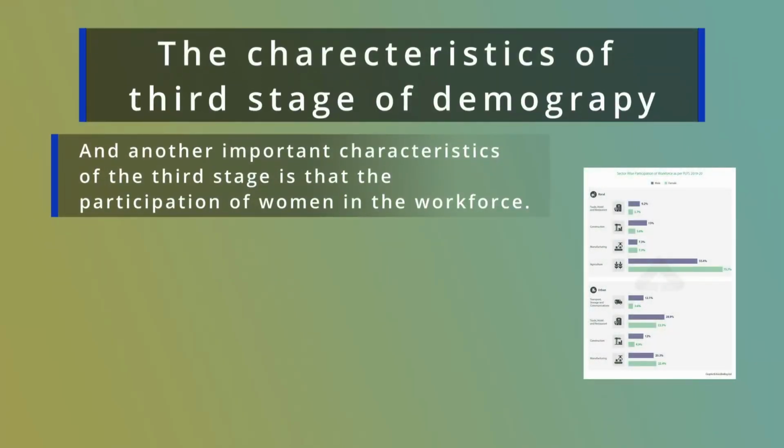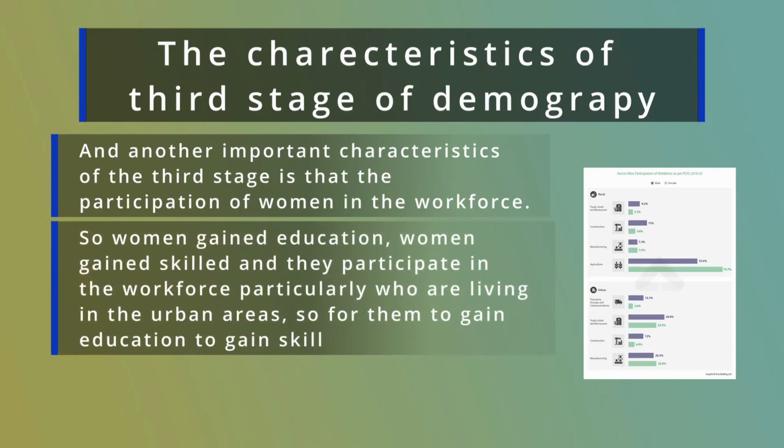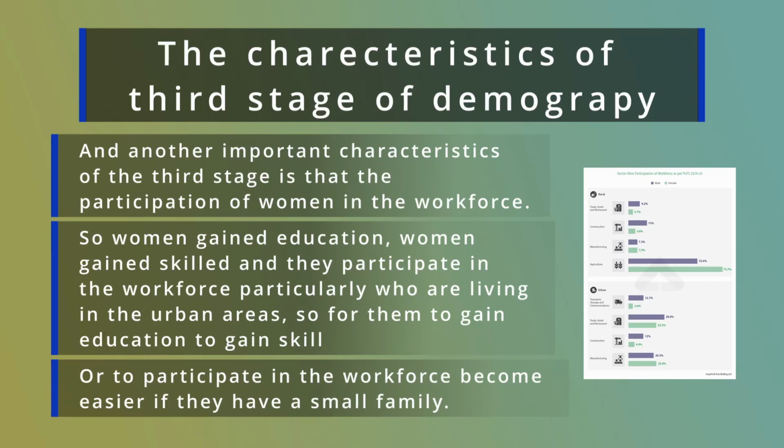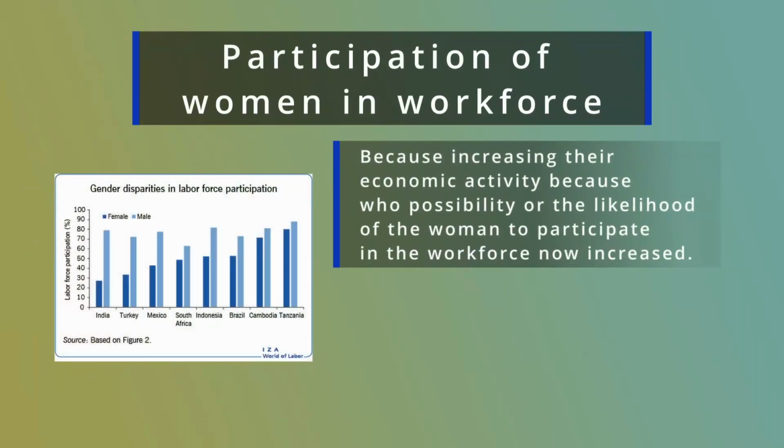And another important characteristic of the third stage is the participation of women in the workforce. So women gained education, women gained skills, and they participate in the workforce, particularly those living in the urban areas. For them to gain education, to gain skills, or to participate in the workforce becomes easier if they have a small family. So now the small family, two children norm, or small family preference appeared. People prefer to have a small family. It's a change in motivation because of the increase in economic activity, because the likelihood of a woman participating in the workforce has now increased.